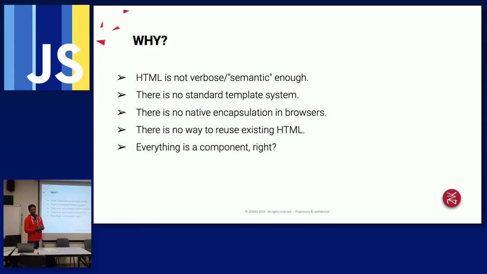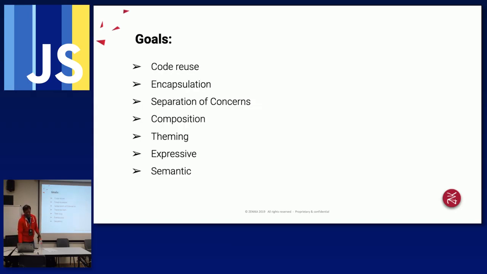So why web components? Basically, HTML is not semantic enough to understand. There is no standard templating system. There is no native encapsulation in the browser. Basically, you cannot encapsulate your styles or your markups so that they don't get overwritten by the global or parent CSS. There is no way to reuse the existing HTML, and everything is a component, as we talked about.